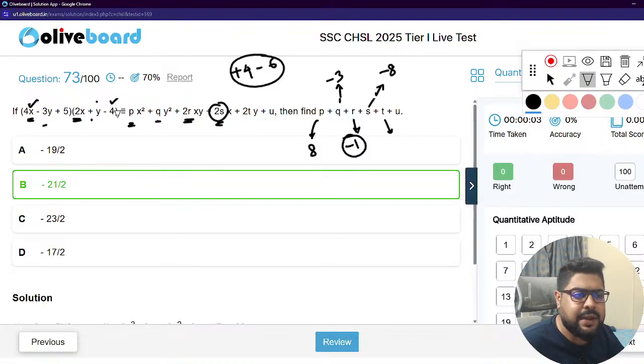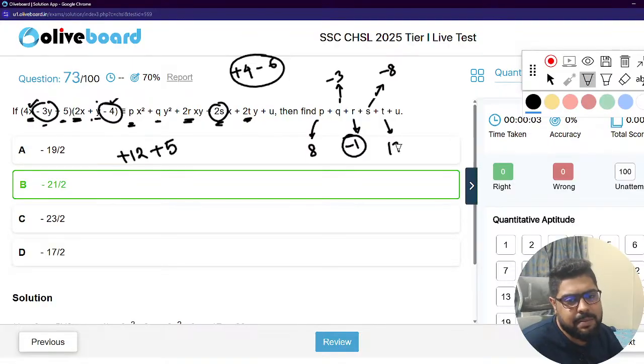Now t will be how much, sir? 2t. T is, sir, y. So meaning minus 3y into minus 4 plus 12. And sir, y and plus 5, that is plus 5 plus 17. I was repeatedly doing something wrong. U, let's see, sir. U is constant. So plus 5 minus 4, it is minus 20.